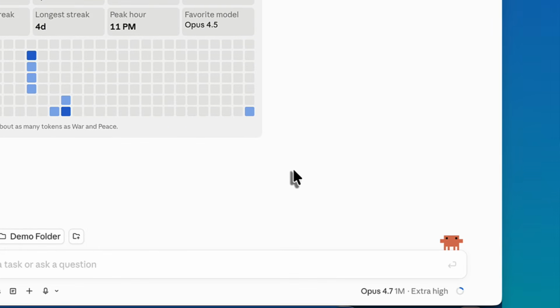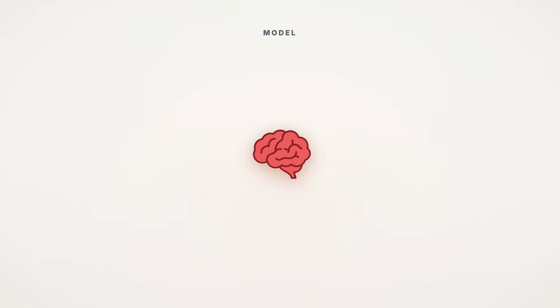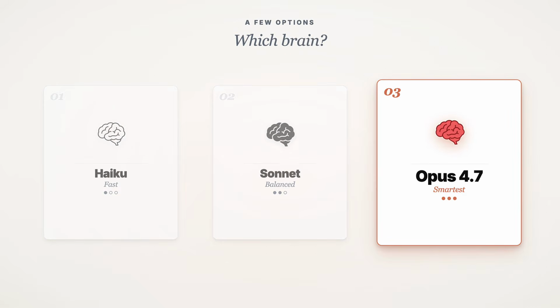Then over here, you see it says model name on the bottom right. Well, when you click that, you see the models and effort. Models is just the brain that Claude is going to use. And here are a few options, but for us, we're going to stick with Opus 4.7, which happens to be the smartest one of them all. That's the one you want to choose when you're building things. So I typically just leave it on Opus 4.7.